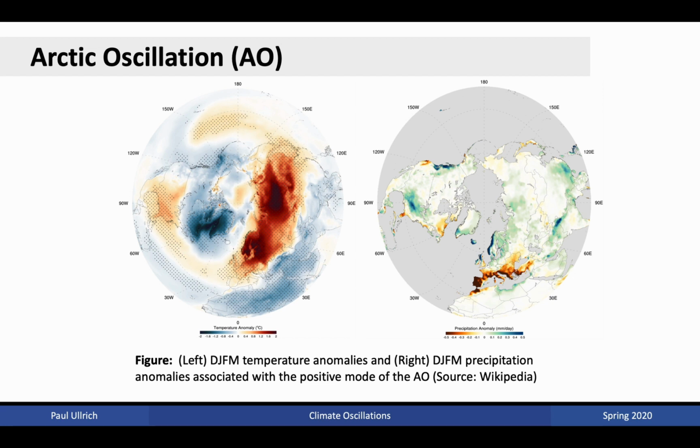The precipitation fields associated with the Arctic Oscillation indicate wetter conditions through Middle America, but drier conditions through southern Europe during this time.